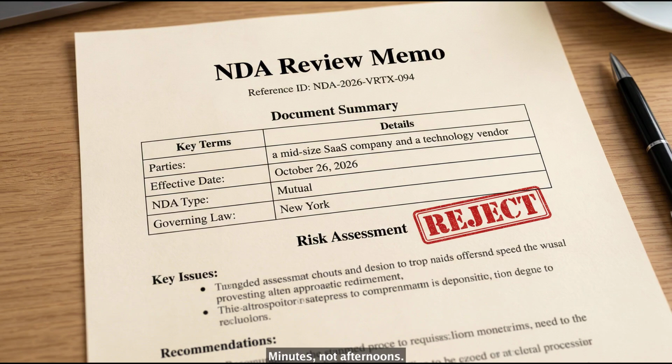An NDA review memo. 4 deviations flagged, 2 of them critical. Risk level, reject. The recommended action is already drafted, with the exact changes to request. This took minutes, not an afternoon. Here is how that happened.